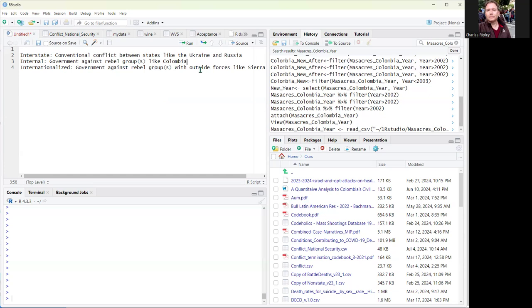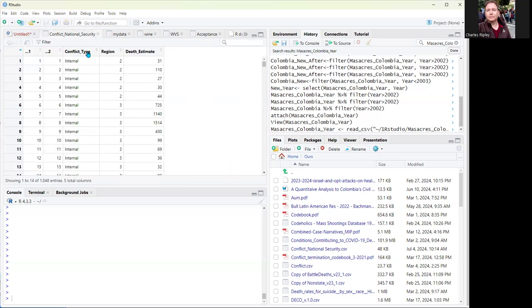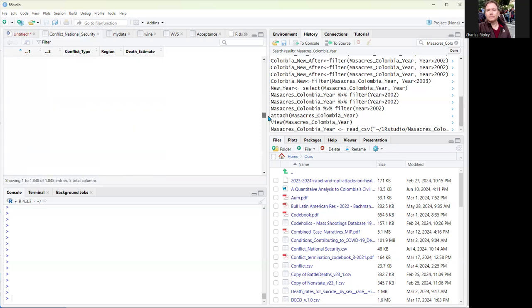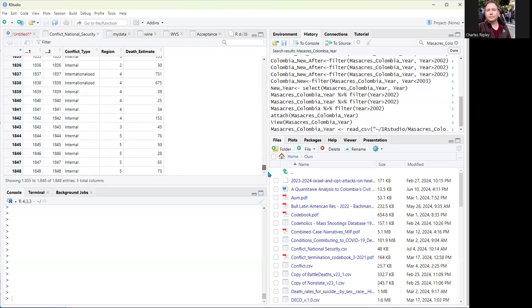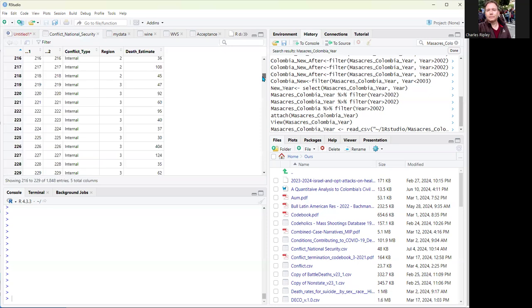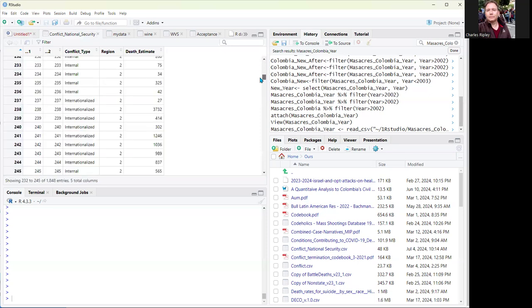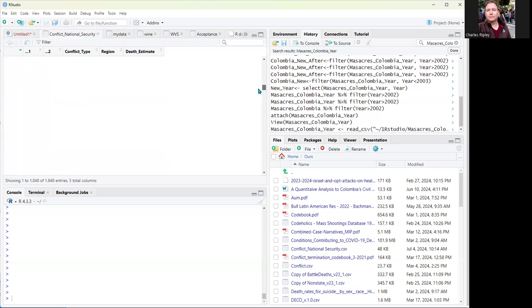Internationalized is government against a rebel group that has an outside force helping it, like Sierra Leone, where Sierra Leone was having problems with rebel groups, but it was being supported by Liberia, Nicaragua, the Contra War, etc. Now, I don't know who coded for this, but we're just going to use it as it is. There's always a problem with coding. But you have different conflict types. We have those three. So you can see internal, a lot of internationalized, etc. There is interstate as well, I know, in the data set.